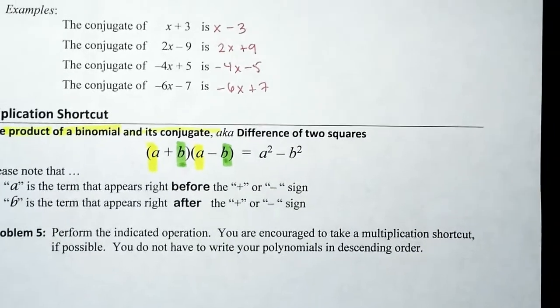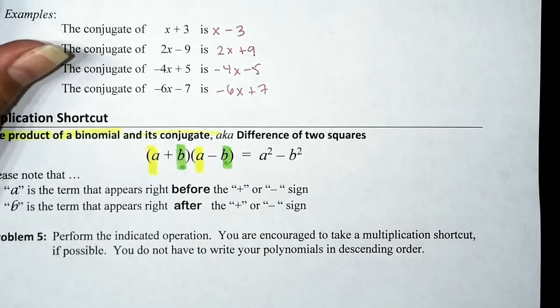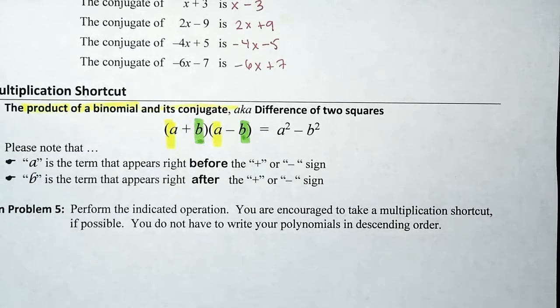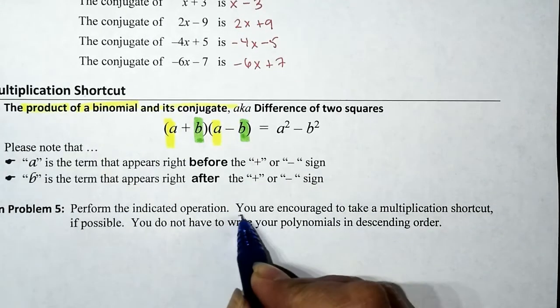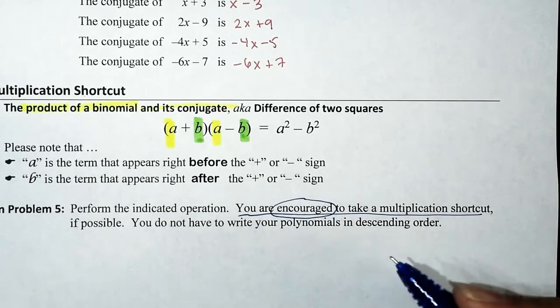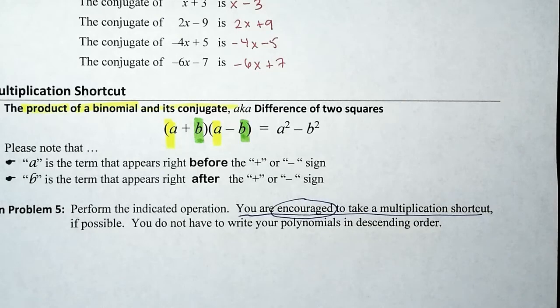Okay, so the directions read, because we always read the directions: Perform the indicated operation. You are encouraged to take a multiplication shortcut if possible. So I want to point out this. You are encouraged, okay? You are encouraged to take a multiplication shortcut. We haven't taken one yet, okay? But after this unit, when you do your homework, you take a quiz, you take your test, if you feel comfortable to take a multiplication shortcut, then go for it. But if you're like, nah, I'm not really feeling it, it's okay. Do what you gotta do.